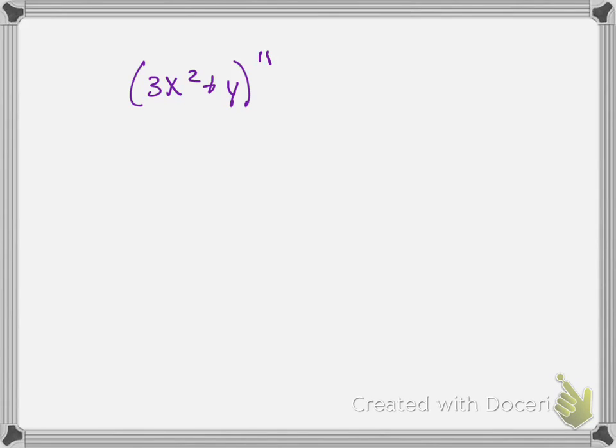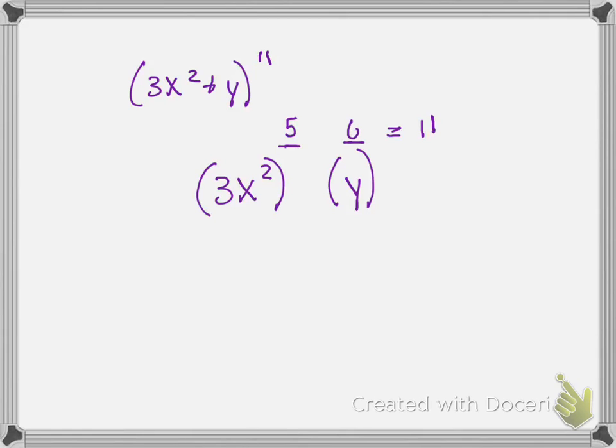So to find the term with x to the 10th, I like to write it out. I like to do 3x squared to the what is going to make it x to the 10th. And then I know that y is going to need to be something to make this equal 11. So to get x to the 10th, I have to raise this to the 5th power because we multiply and then we get x to the 10th. And because 5 plus something has to equal 11, this has to be raised to the 6th power.